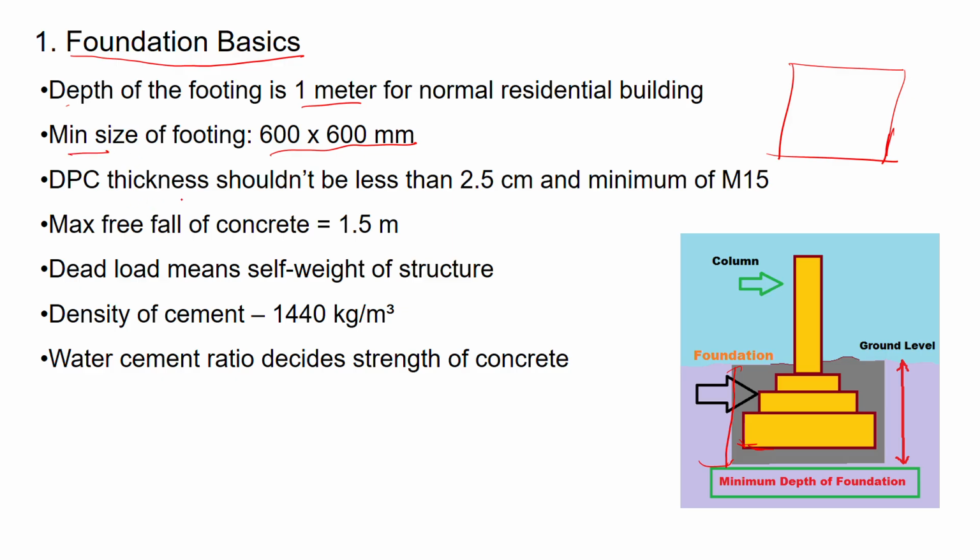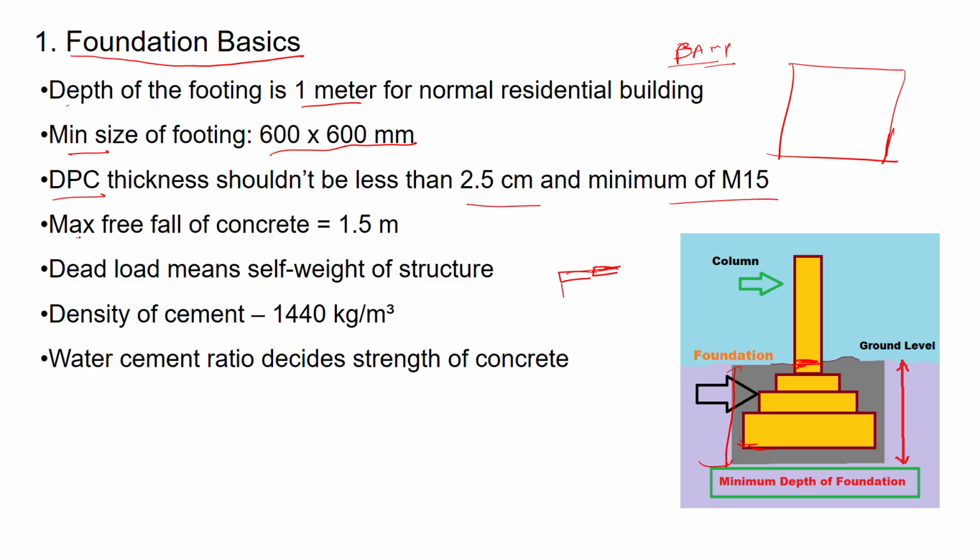Then DPC thickness shouldn't be less than 2.5 cm, and the minimum grade is M15. There is something called DPC that we provide above the plinth area, and sometimes even on the brick areas. DPC means damp proof course. It is very important for resisting water, so that water shouldn't penetrate to the top wall level. That is the reason we give DPC.